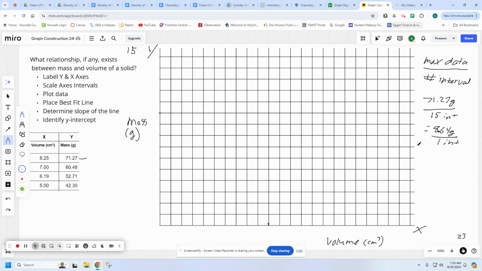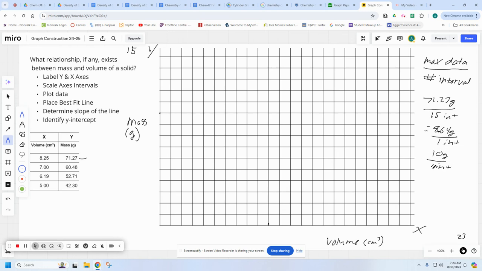And so you must round up to the next best number. Some people could go by 9 and round up here, but I think we're close enough to 10 that 10 will be okay. So I'm going to go by 10 grams for every interval.